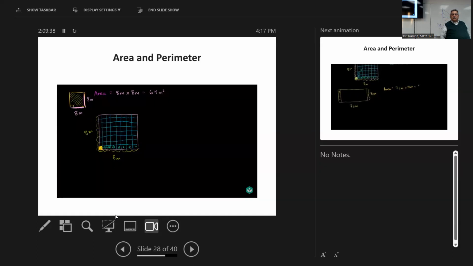And then we have 8 rows. So we're going to have 8 times 8 square meters, or 64 meters squared, which is essentially, if you sat here and just counted each of these, you would count 64 square meters.